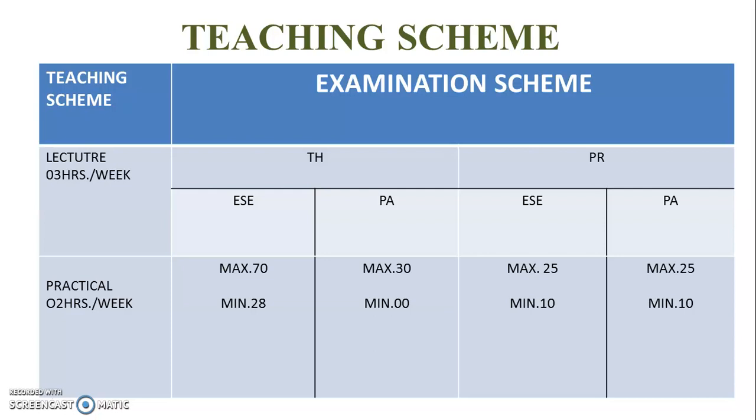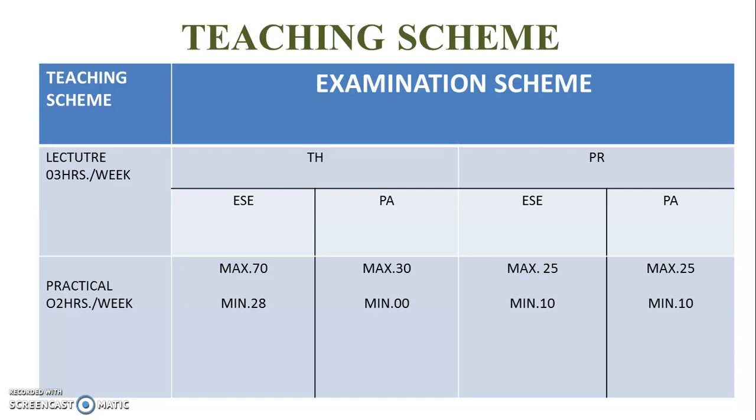So in theory, under the end semester exam, you have to appear for a theory paper of 70 marks and the minimum passing marks are 28. Also, for theory PA, meaning progressive assessment, there are 2 class tests of 20 marks each. The average of these class tests will be considered as 20, and 10 marks are allocated for micro projects suggested by MSBTE. So 20 plus 10, meaning a total of 30 marks are allocated for progressive assessment, and the minimum passing marks you can consider as 0.